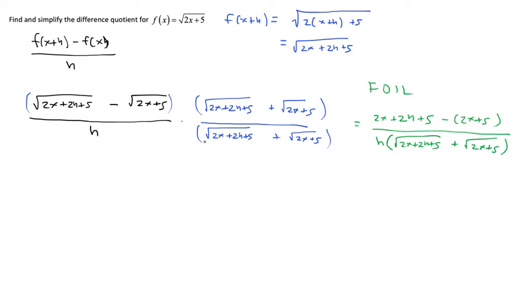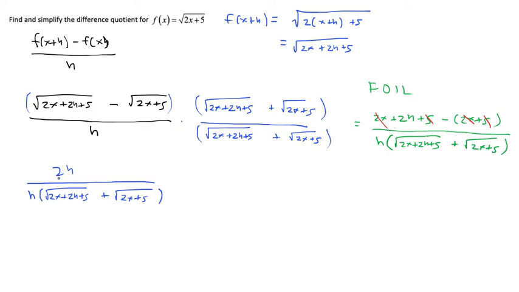Okay. Now on the numerator, notice that 2x cancels out with 2x, 5 cancels out with 5, and that should always happen. Whenever we do the difference quotient, at this step, the original function will always cancel out. What are we left with here? On the numerator, we are left with 2h. On the denominator, we still have this h times √(2x + 2h + 5) plus √(2x + 5).